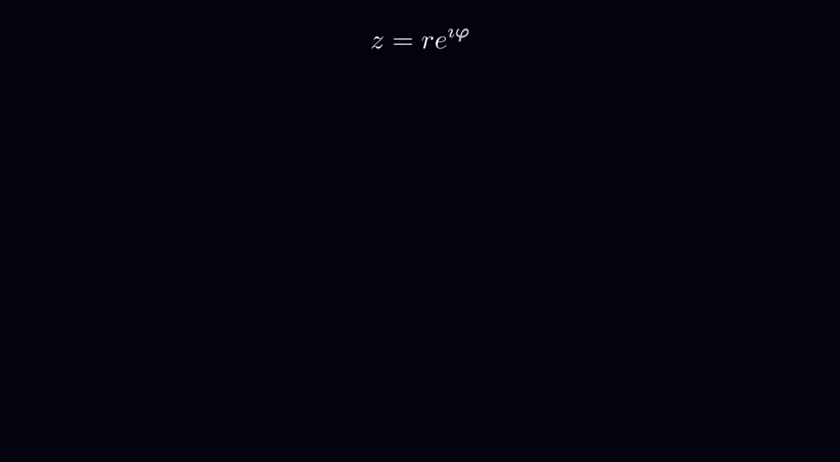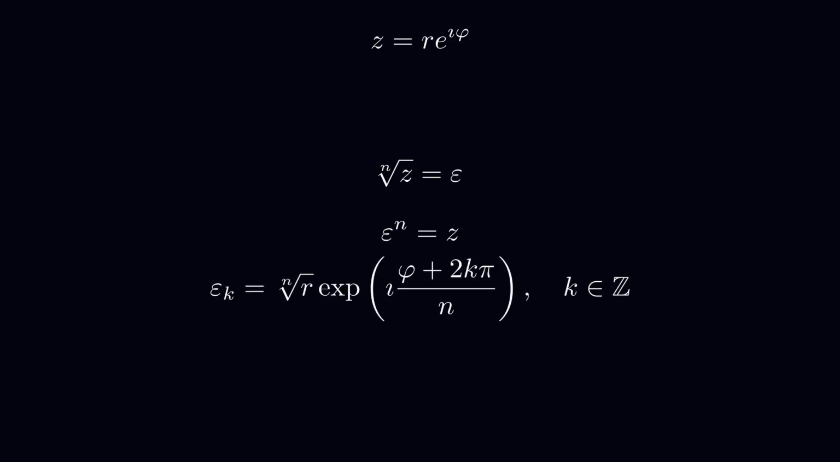Now we have to talk a little bit about roots of a complex number. The most important thing is that root is not a single number as it is with real numbers. The root is a solution to the equation epsilon to the n equals z, where epsilon is what we look for, the root. It happens that every epsilon, being the solution, can be written as follows. Nth root of r, the root is our well-known root of a real number, times e to the i times phi plus 2k pi over n, where k is an arbitrary integer.